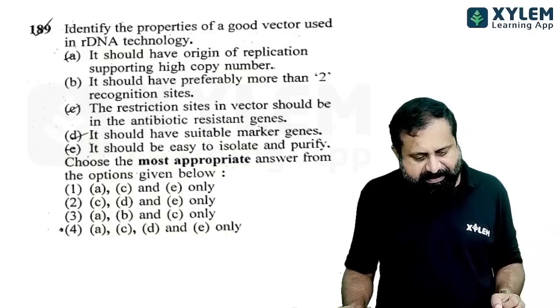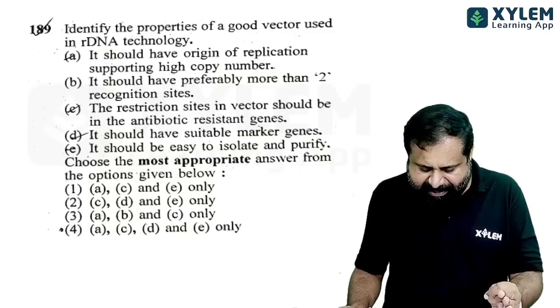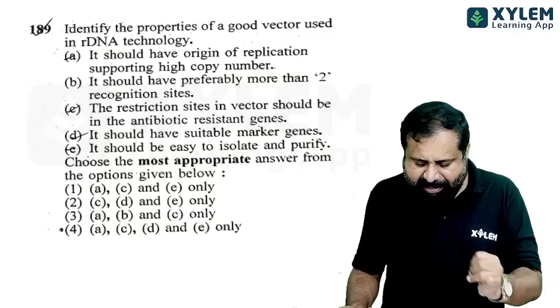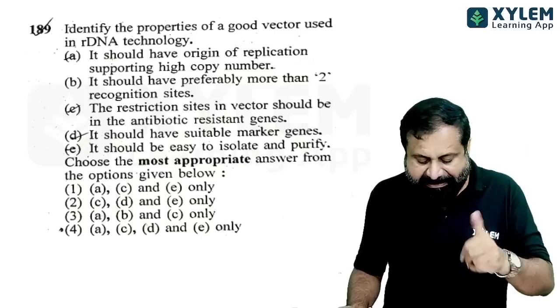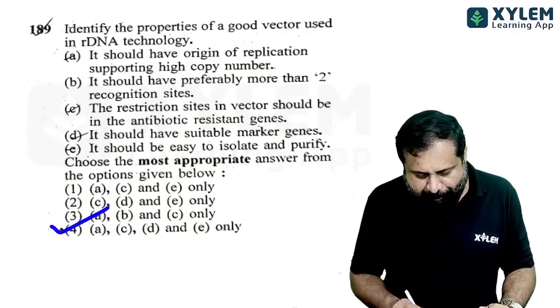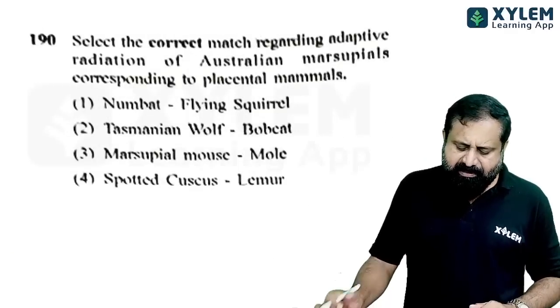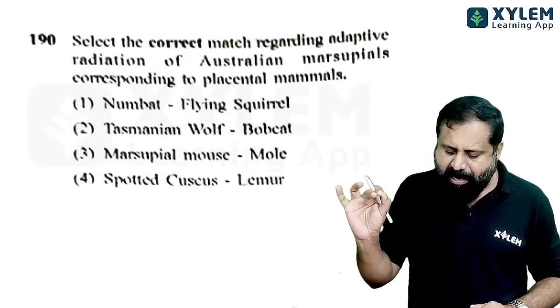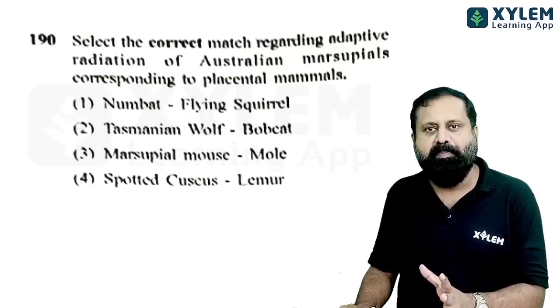So 189, the fourth option: A, C, D and E are correct properties of a good vector except B. So answer should be 4. 189, 4. 190. Select the correct match regarding adaptive radiation of Australian marsupials corresponding to placental mammals.